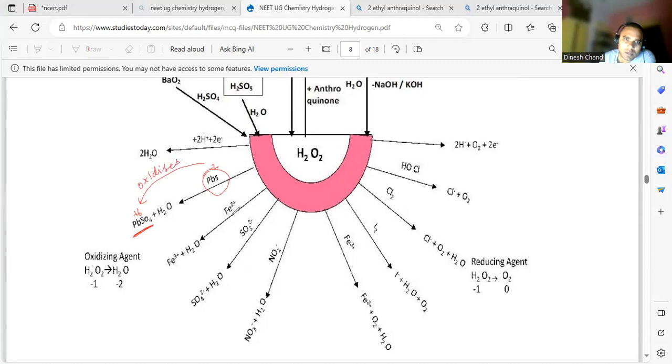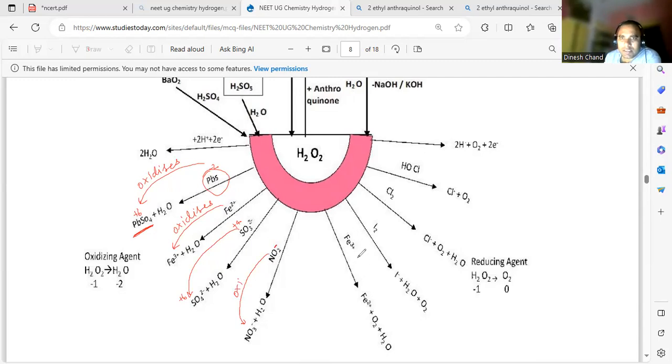Yes, sir. Fe2+ to Fe3+ oxidizes. Okay. SO3 2- to SO4 2-. Here how much is there? S is +4, here is +6. Again oxidation. NO2- to NO3-. This is again oxidation. Okay.